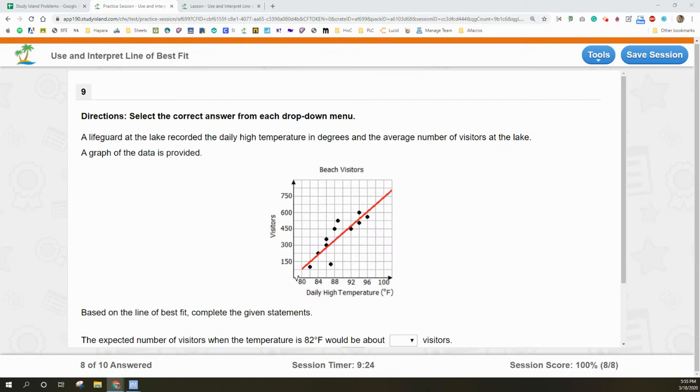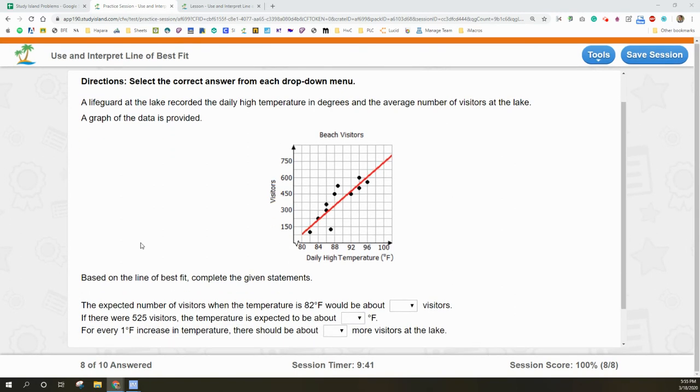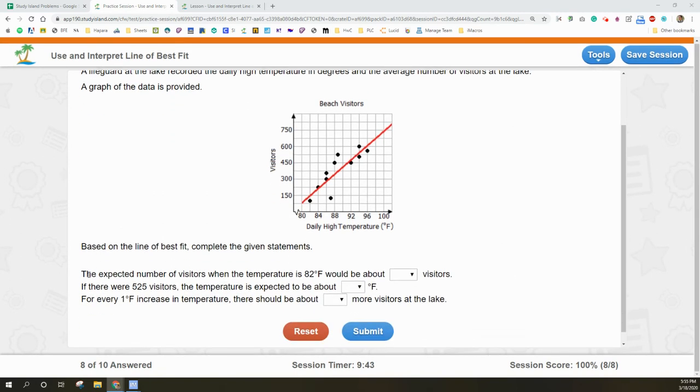Number 9. A lifeguard at a lake recorded the daily high temperature in degrees and the average number of visitors at the lake. A graph of the data is provided. So there's our graph, there's our line of best fit. Let's answer the questions. Based on the line of best fit, complete the given statements. First statement, the expected number of visitors when the temperature is 82 degrees Fahrenheit would be about blank visitors.